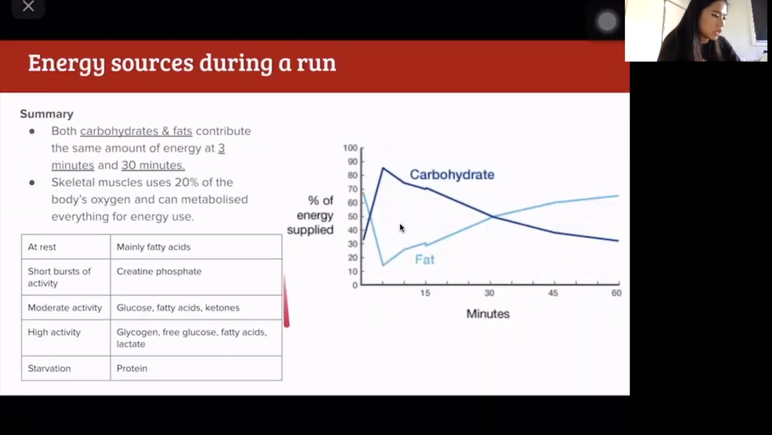Oops, this table. So you want to know that at rest, your body mainly uses fatty acids. When you suddenly need a short burst of activity, such as when you're sprinting, it uses creatine phosphate. When it's moderate activity, you use a mixture of glucose, fatty acids, and ketones. And when it's high activity, you use glycogen, free glucose, fatty acids, and lactate. And lastly, when you're starving, your body will use protein.